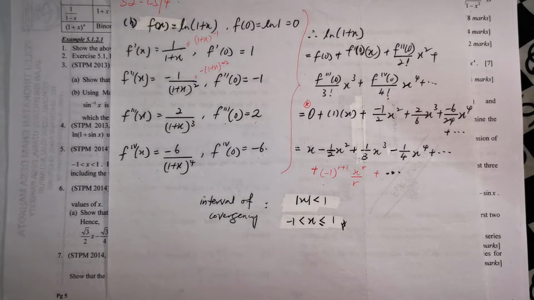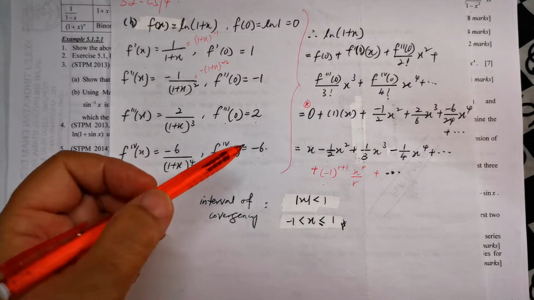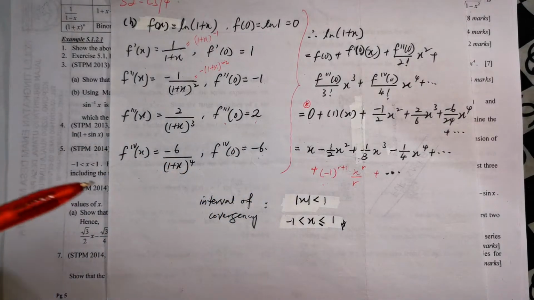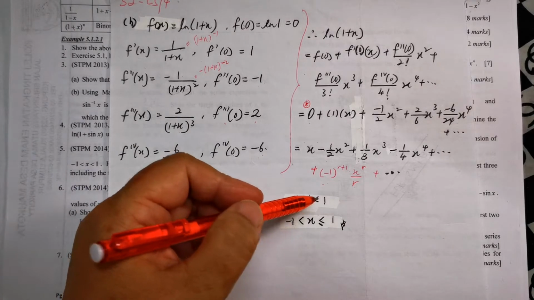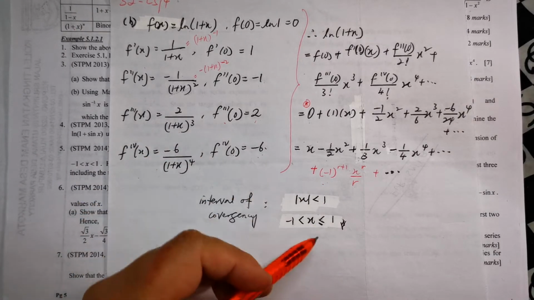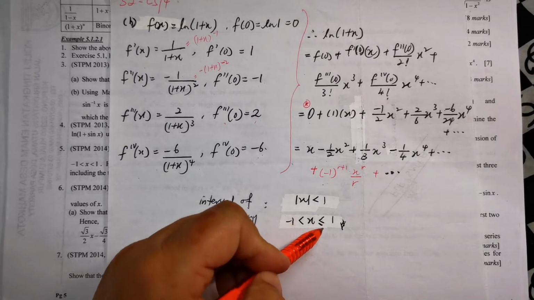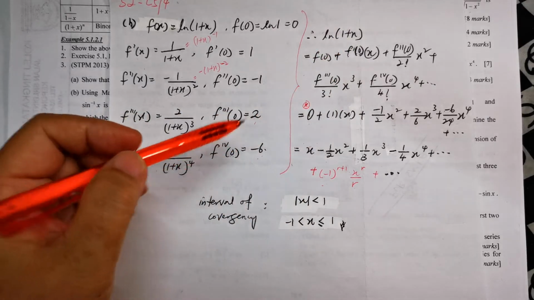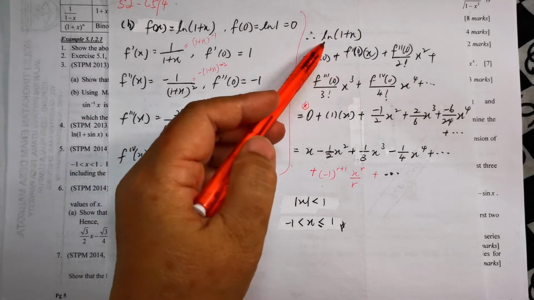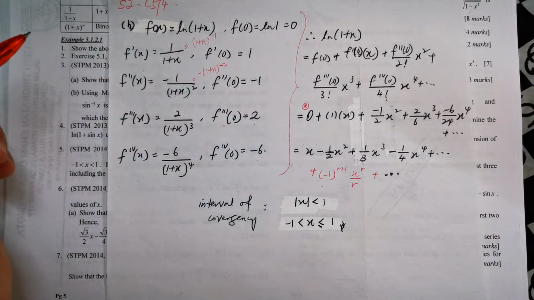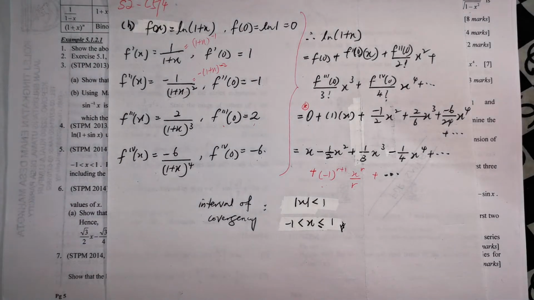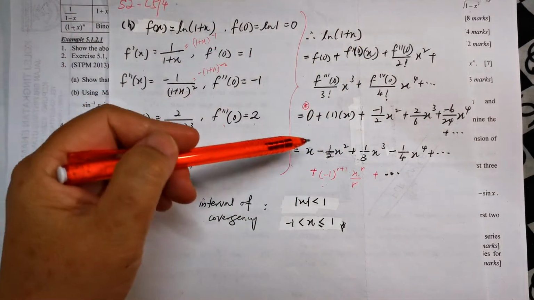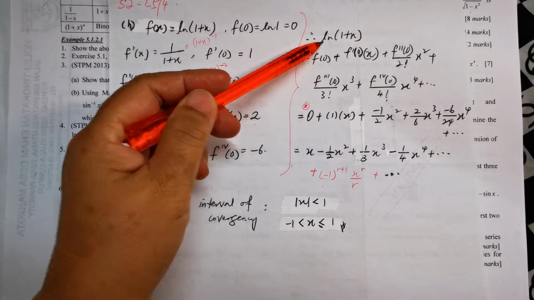And the interval of convergence. We know that it's somewhat like the geometric series, right? So the modulus of x must be less than 1. So x is between negative 1 and 1. Why did I put that it can be equal to positive 1? Because if positive 1, 1 plus 1 is 2, ln 2. If negative 1 cannot, 1 minus 1 is 0, and you know that ln 0 is undefined. So this is the second example, how we use the Maclaurin's theorem to find the Maclaurin series of this function.